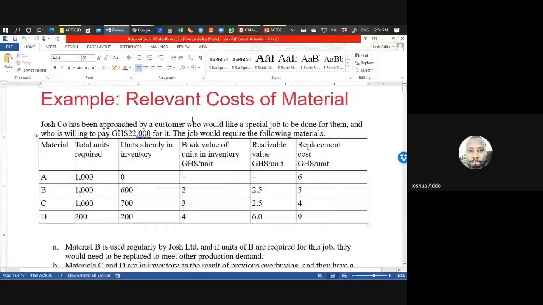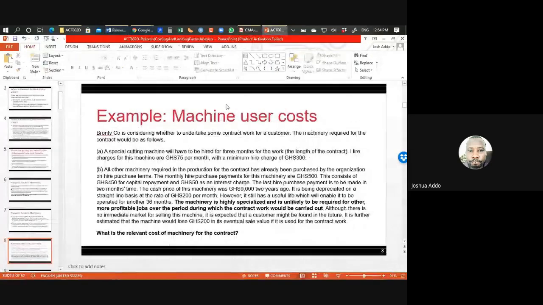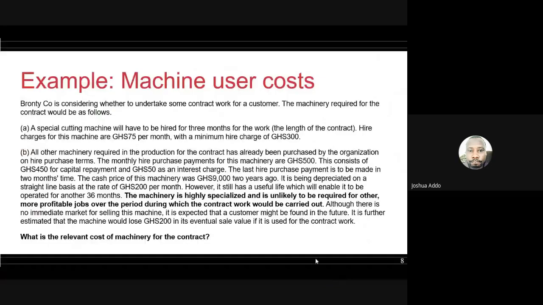Okay, I don't have them in this sheet. It's still on the PowerPoint, just that it's very small, so I wanted to show it in a different sheet. But you can follow up this question from your textbook. It's in your textbook.